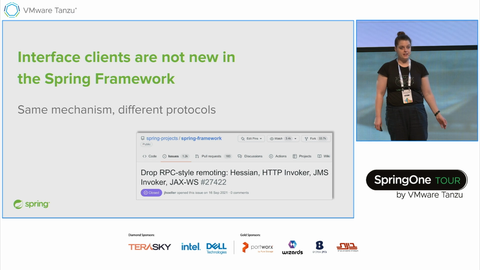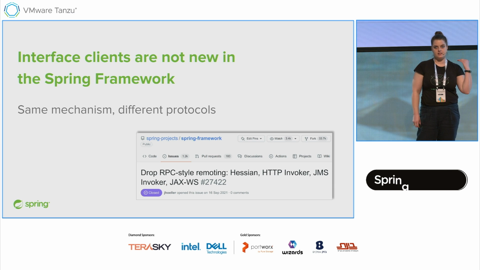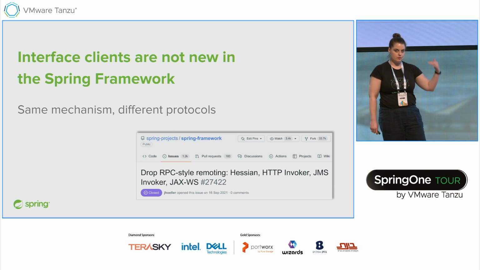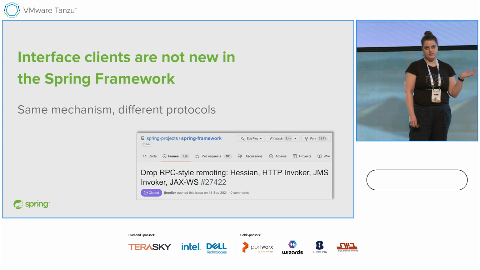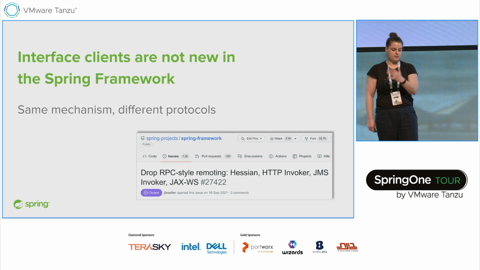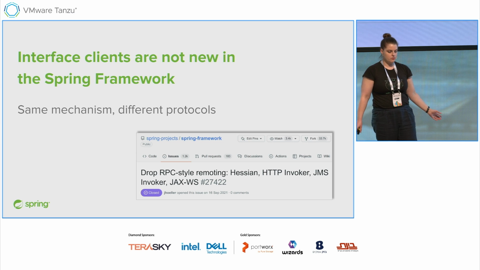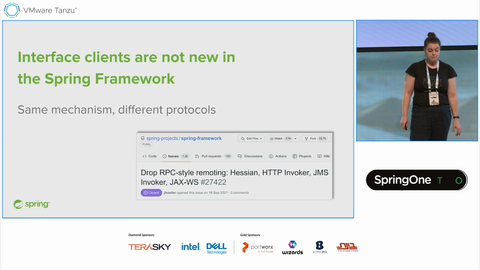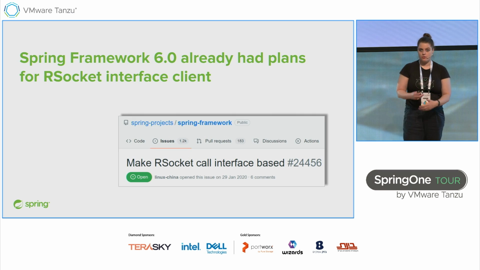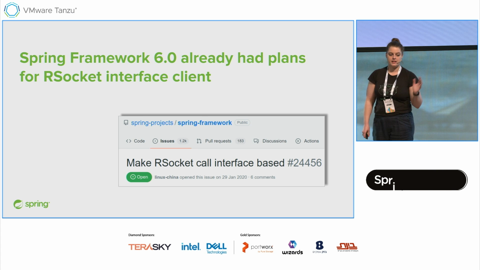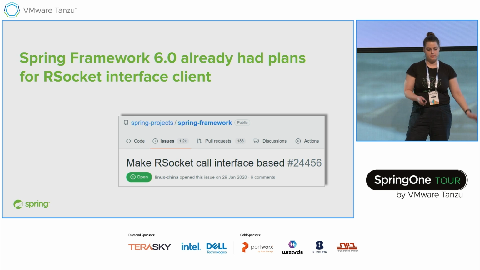Spring already had a remoting package that is now being removed in Spring 6 because it supports outdated protocols. The protocols are outdated, not really used, but the pattern is the same. You provide an interface, and the library provides a proxy and handles the communication. This was symmetrical, so you could also implement this on the server level. And this was a pattern that we already knew. Also, Spring Framework has actually started to think independently about creating an RSocket interface client. An issue was created, and the plan was there.